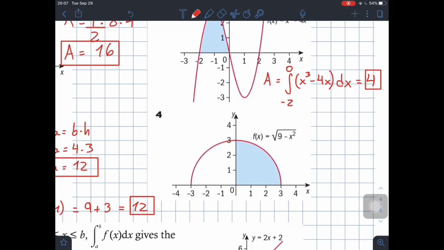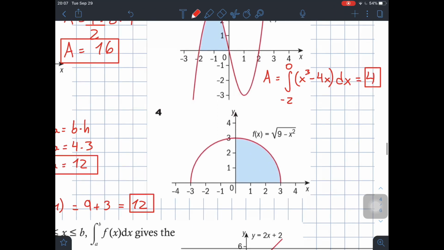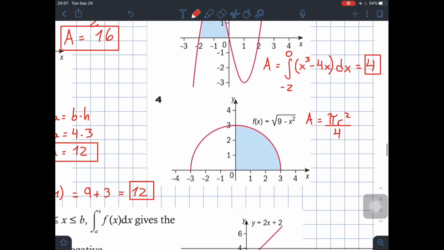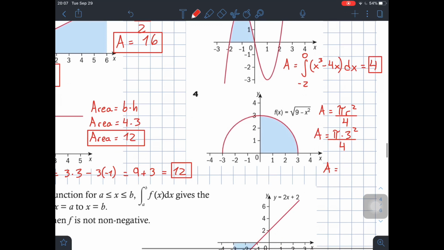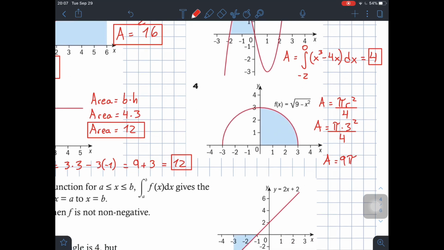Finally, for this example here, this is a quarter of a circle, right? So we want to find the area by using a formula. We're going to say that the area is pi r squared, which is the area of a circle, divided by 4, right? Because it's a quarter of a circle. The radius in this case is 3, right? So the area is pi times 3 squared over 4. So this is 9 over 4, so we can write this down here: the area is 9 pi over 4.